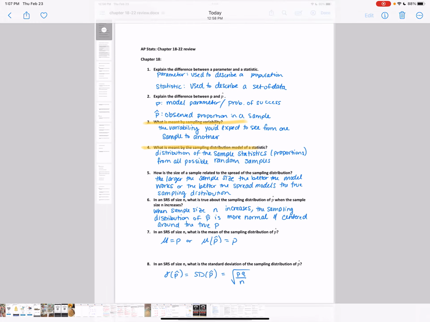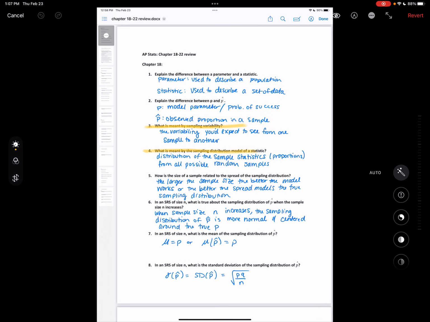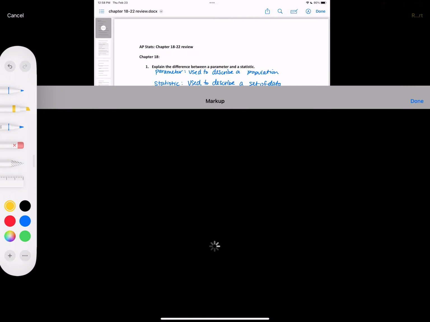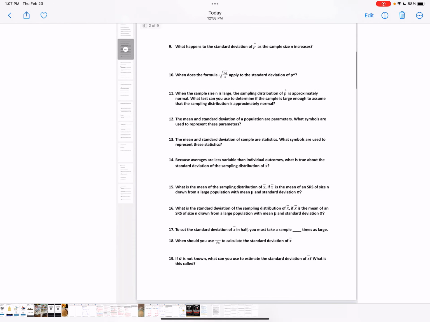Actually, hold on. Need to highlight 7 and 8. You'll need those two. But you'll need those two formulas.